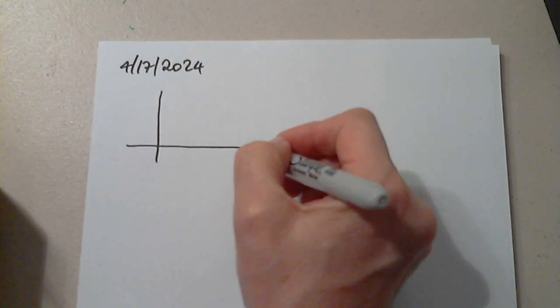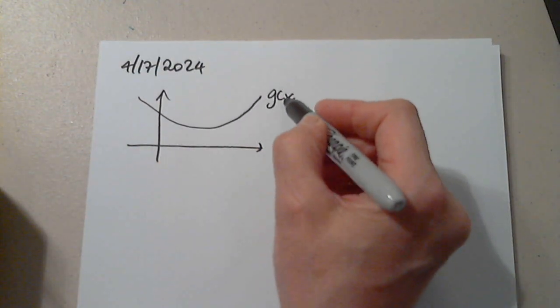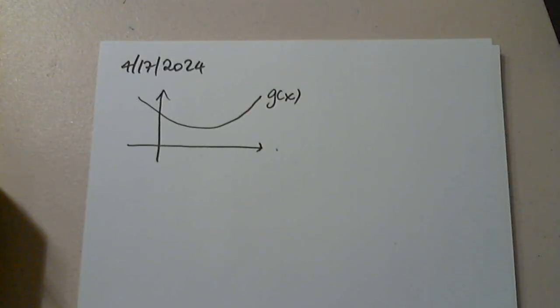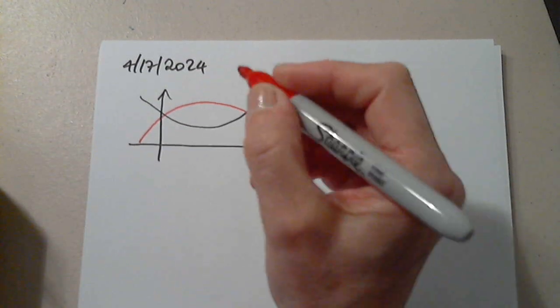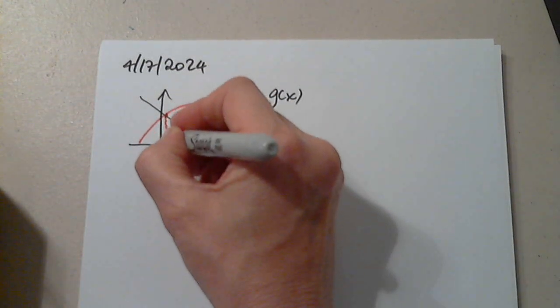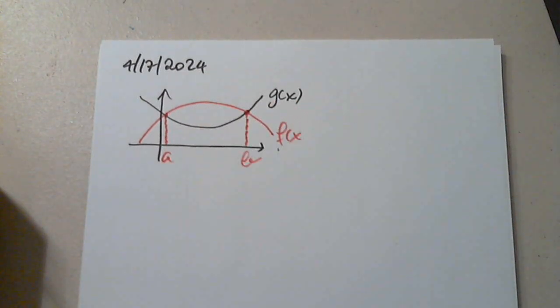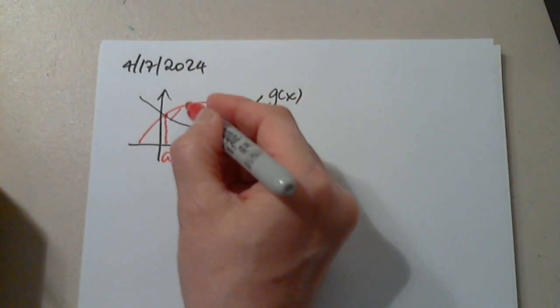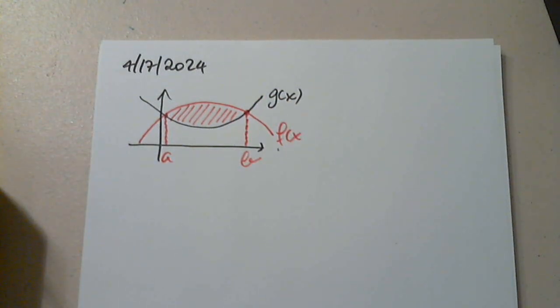First of all, that's the most important thing. So if we have an area to determine, let's say this is function g of x, and let's say this is function f of x, and I'm able to determine these points of intersection, let's say between A and B, and I'm asked to find this area. How do I find it?